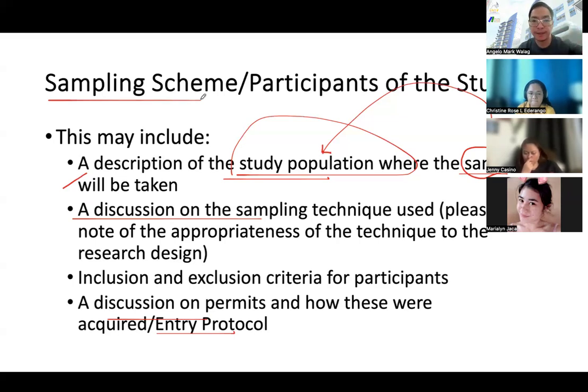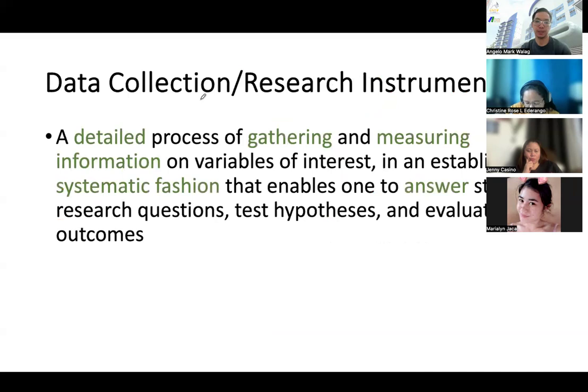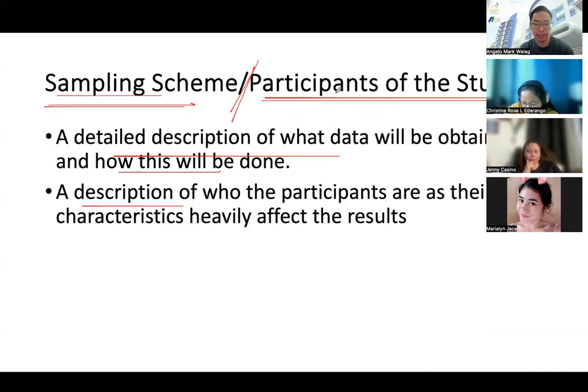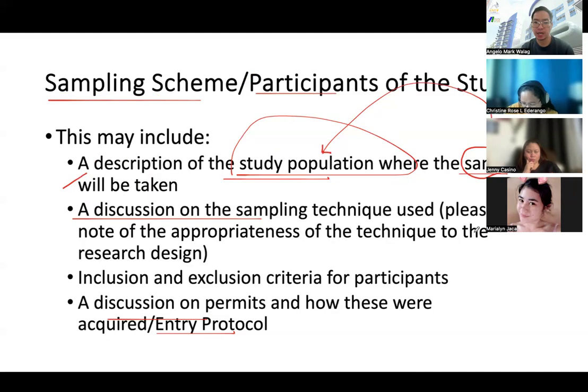And very important, each phase has its own sampling scheme. So if you cannot separate them, at least by paragraph. This paragraph will describe the quali, and that paragraph will describe the quanti sampling scheme. Okay. And then for the research participants, I mentioned earlier, you have to describe who your participants are, your inclusion and exclusion criteria.